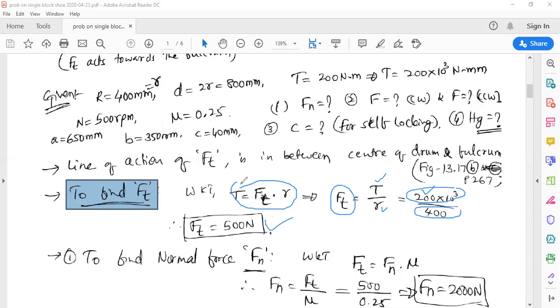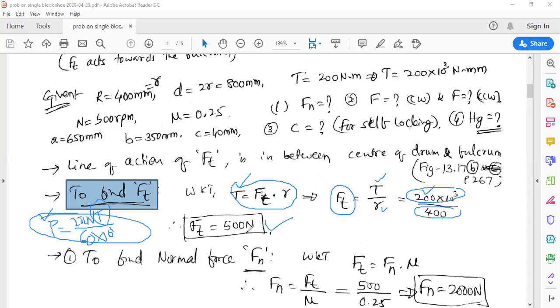Suppose torque T itself is not given. In that case, torque T is to be calculated by using the power equation, that is P equals 2 pi n T divided by 60 into 1000, or 60 into 10 raised to 6, or 60 into 10 raised to 3, to get the value of torque. Whenever the torque value is not given, power will be given instead. Here the torque value is given directly, so this equation is not required.